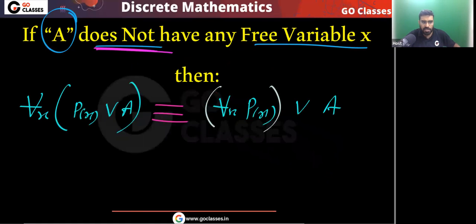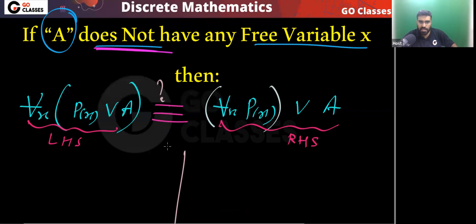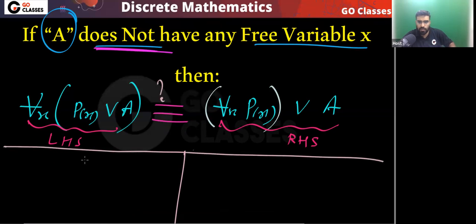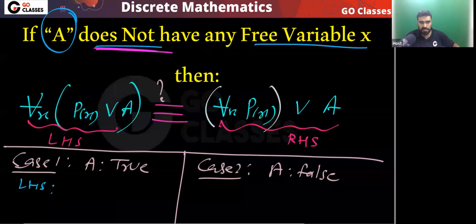You can solve it now. So just create two cases. Let's call this LHS and this RHS. To check this equivalence, you create two cases. What is case one? Case one, A true. Case two, A false. In case one, what is LHS? When A is true, then this LHS is simply true.